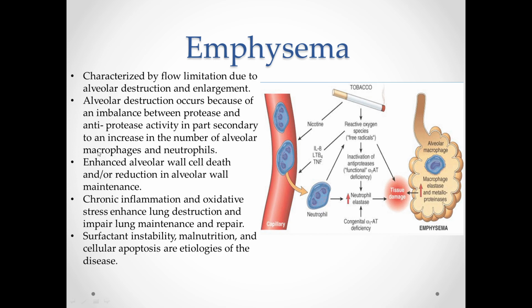However, if they become activated in a more pro-inflammatory, more pathogenic way, then they can secrete additional inflammatory cytokines that can create more of an imbalance between these proteases and antiproteases, such that there's more inflammation and inhibition of antiprotease activity, leading to a lot of lung remodeling. As I mentioned, there's enhanced alveolar wall cell death and a reduction of alveolar wall maintenance.